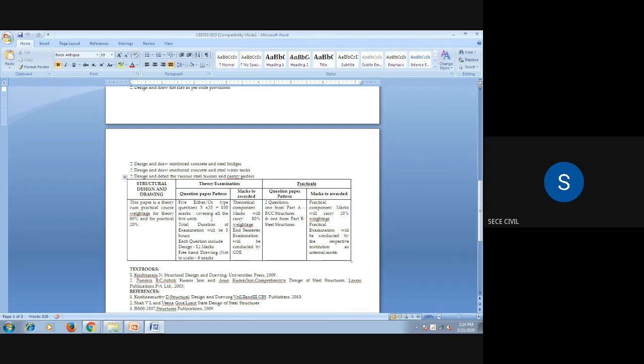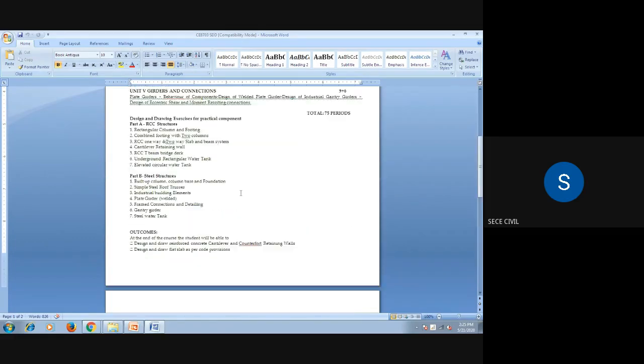There are 20 marks from each unit: 12 marks for design and 8 marks for drawing in the theory exam. But in the practical, you have to design and draw using software. The practical exam will be conducted for 100 marks only, and afterwards we convert it into 20 percent. In the practical exam, two questions will come from the two parts, part A and part B. So for both RCC structure design and steel structure design, you have to design and draw. So this is your syllabus.